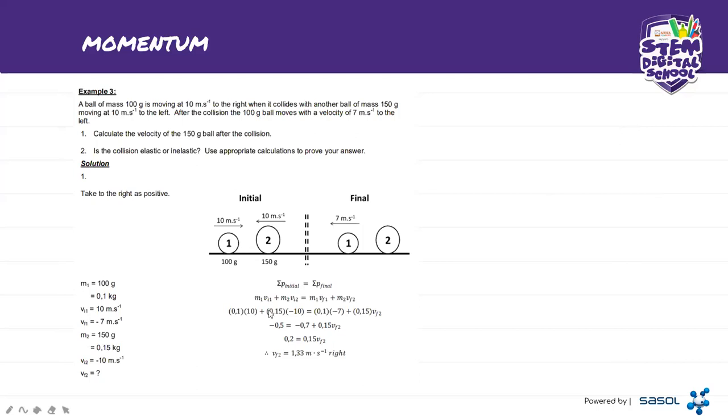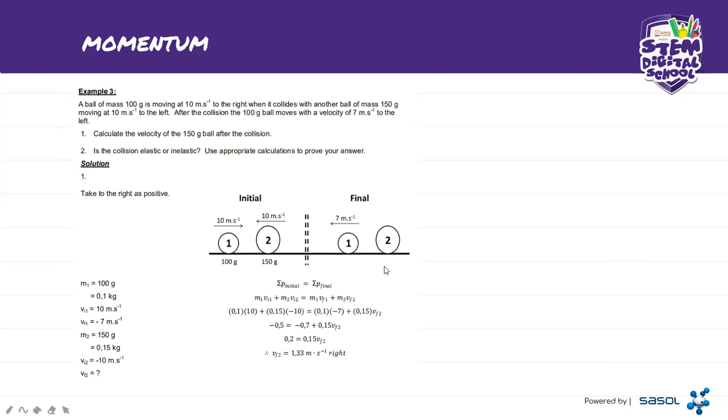So the mass is the same for both of them. So it will be 100 times V1, which is what is given here, plus mass 2, which is 150 times the initial one. So now we have sorted out the initial value. So now we need to sort out the final momentum. It's going to be M1 VF1 plus M2 VF2. So we have it right here. What we know is definitely constant, or the same, is the masses. So this mass here is still 100 gram and this one is still 150 gram.